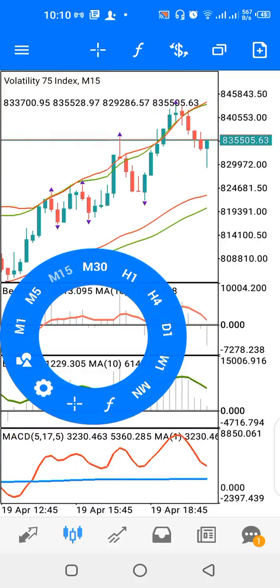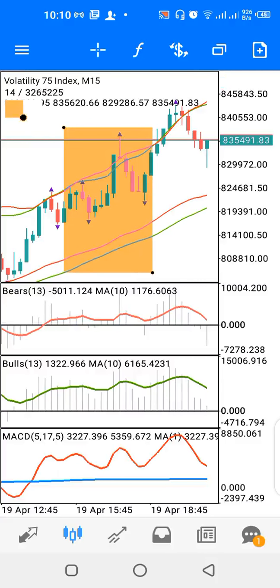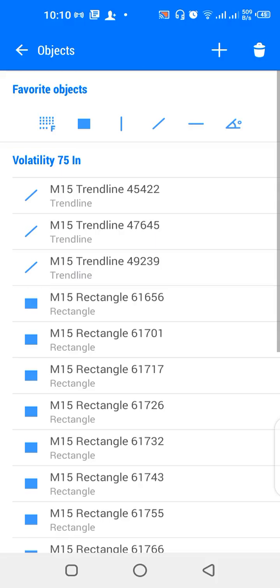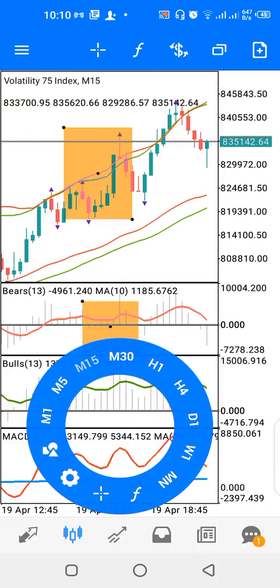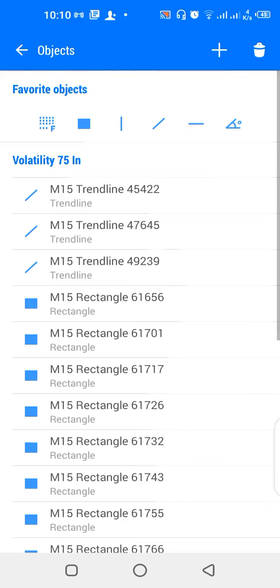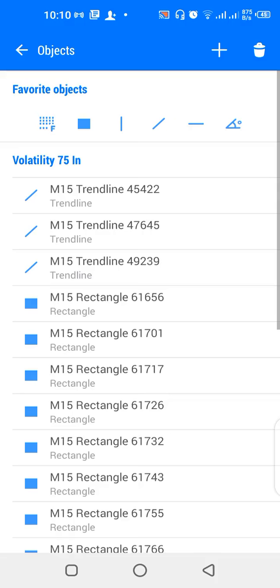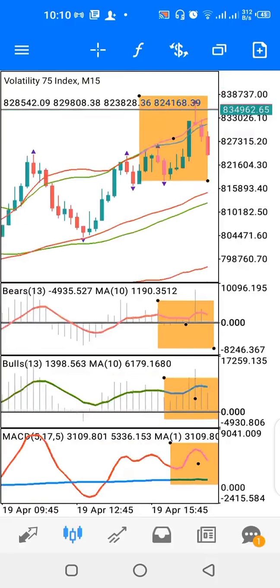I have the main window. I have indicator window 1, indicator window 2, and indicator window 3. Now, how does this strategy work?